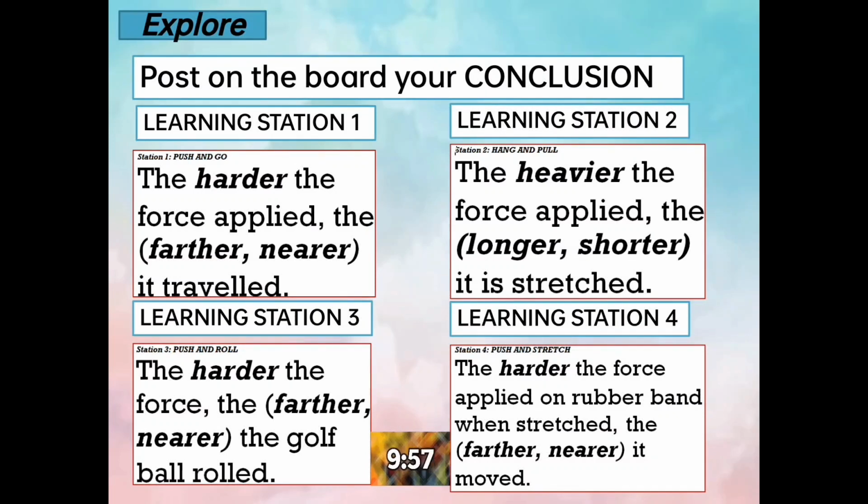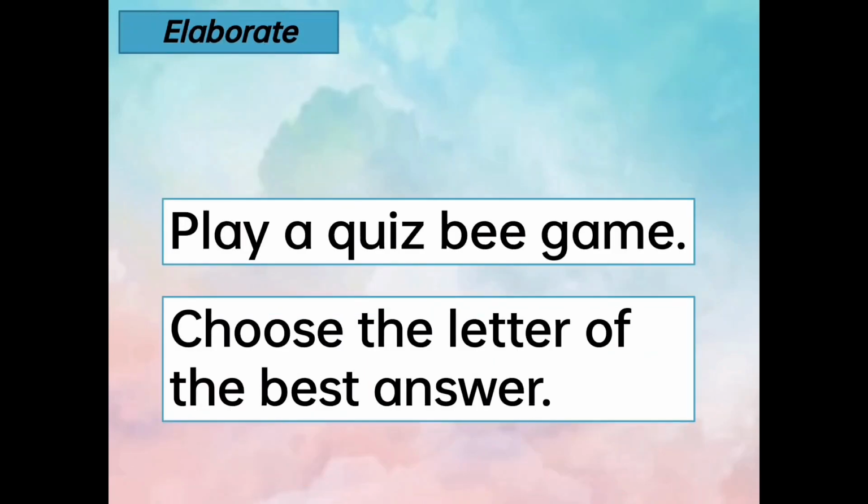In learning station number 3, the harder the force, the further the rolling of the golf ball. In learning station number 4, the harder the force applied to the rubber band when it stretched, the further it moved. Now let's play a quiz game.